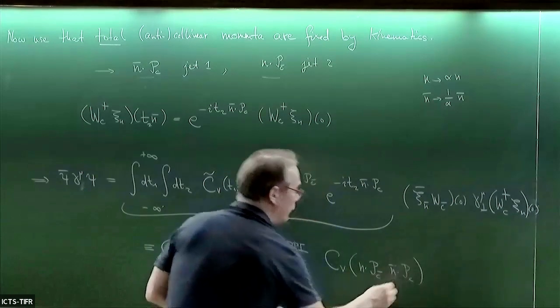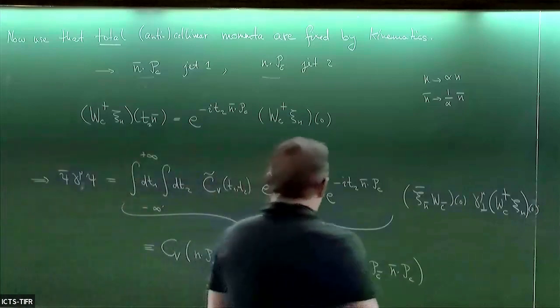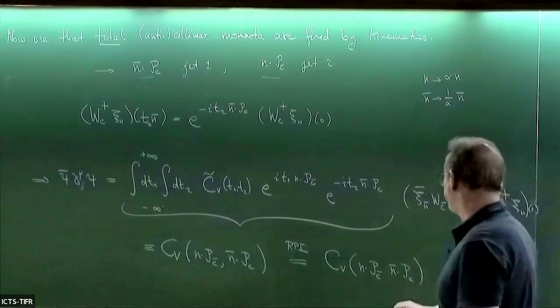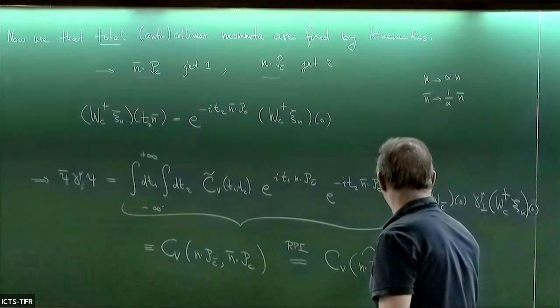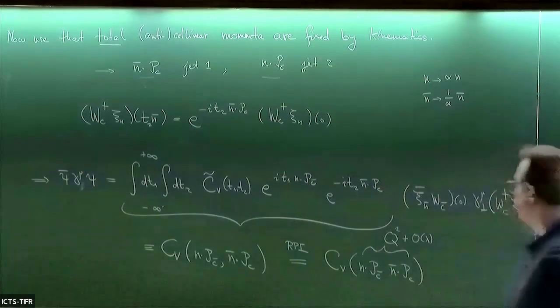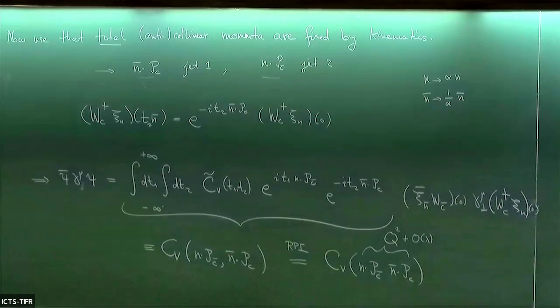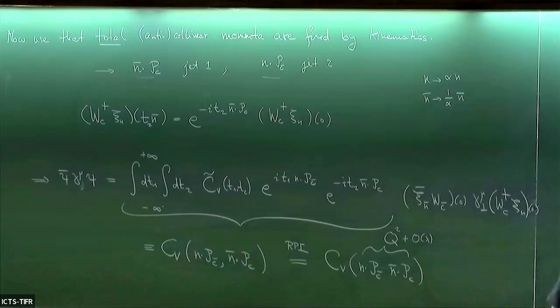This is typically how we use reparametrization invariance of type 3. It's always simple, the consequences, but it's non-trivial. It tells you this function, which depends in general on two variables, is really a function only of one variable, which is the product. Now this product, up to power corrections, is nothing but Q squared plus higher order terms in lambda.